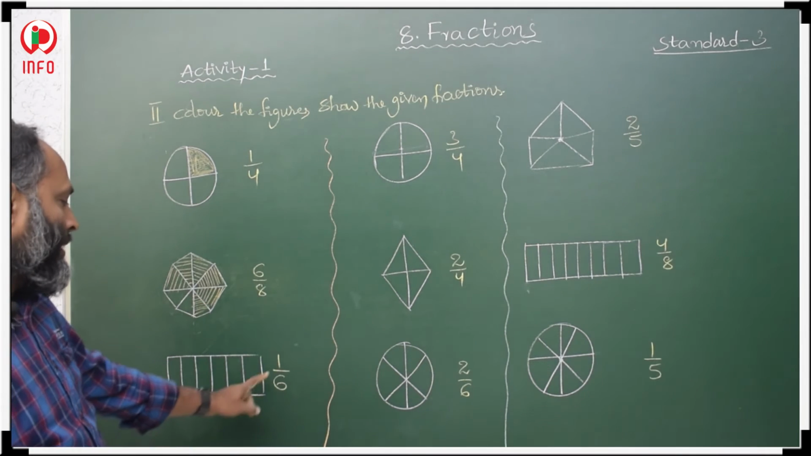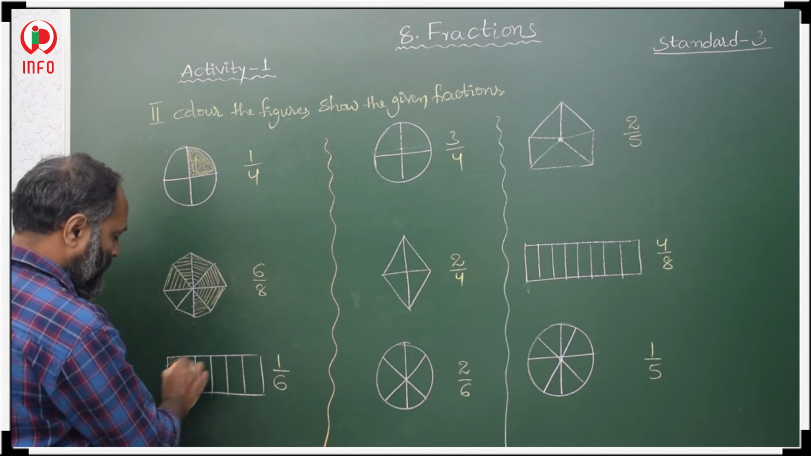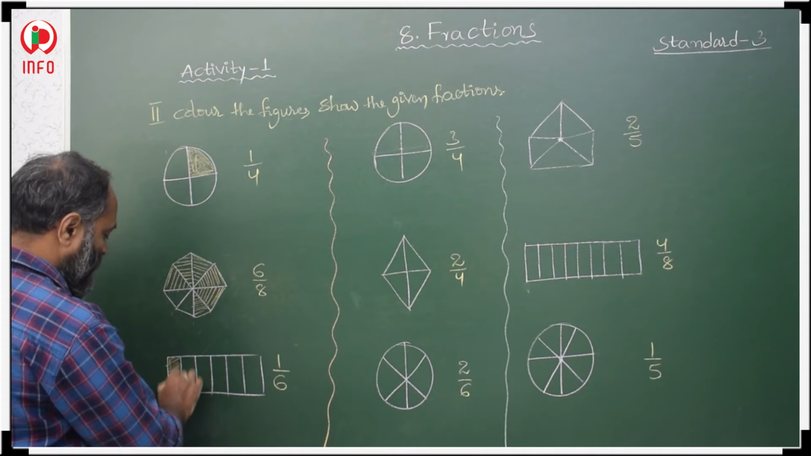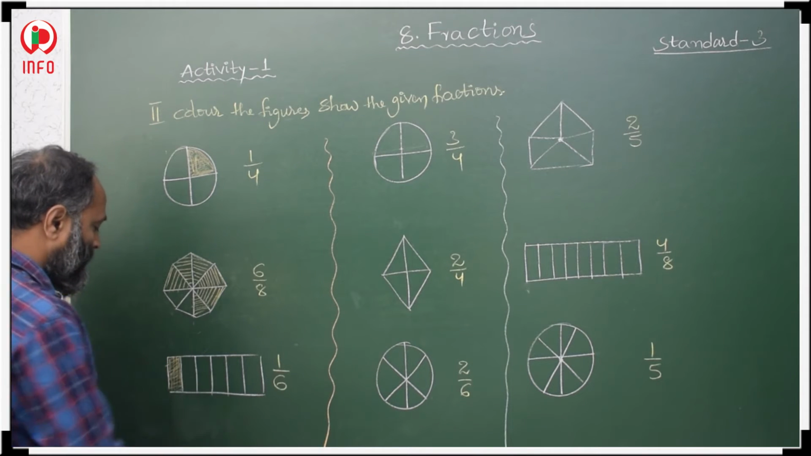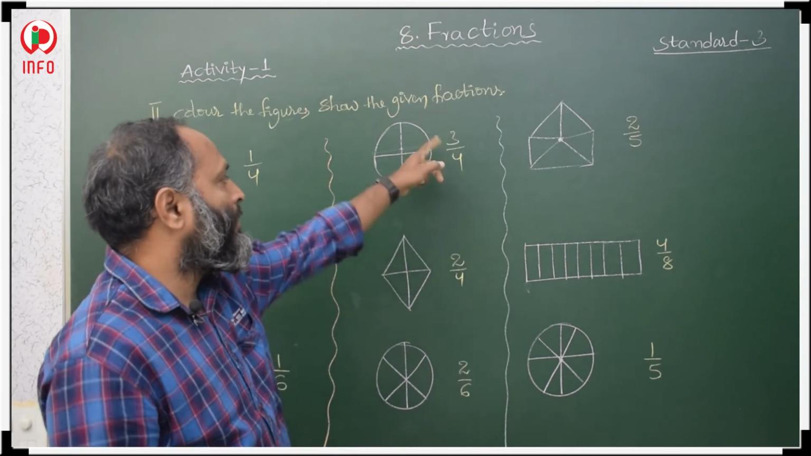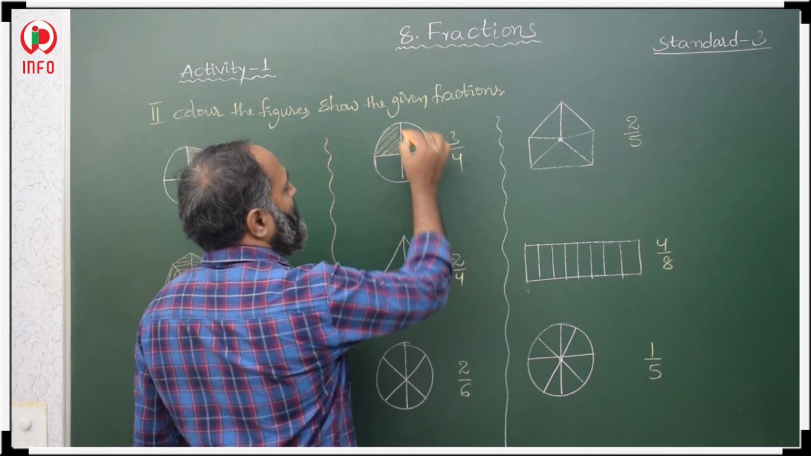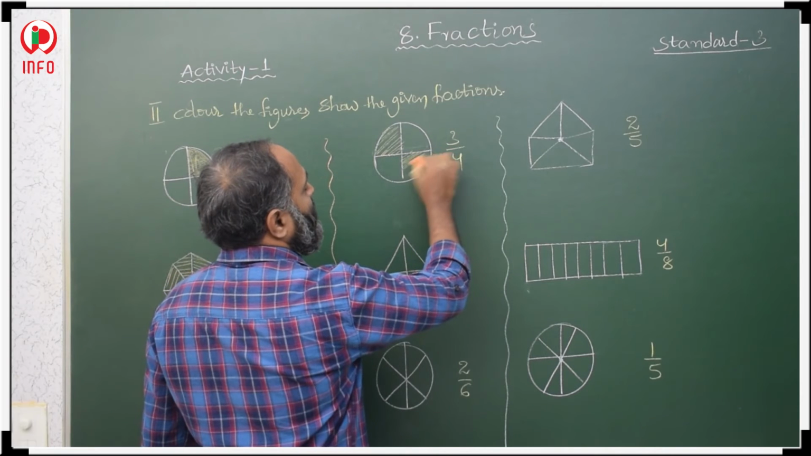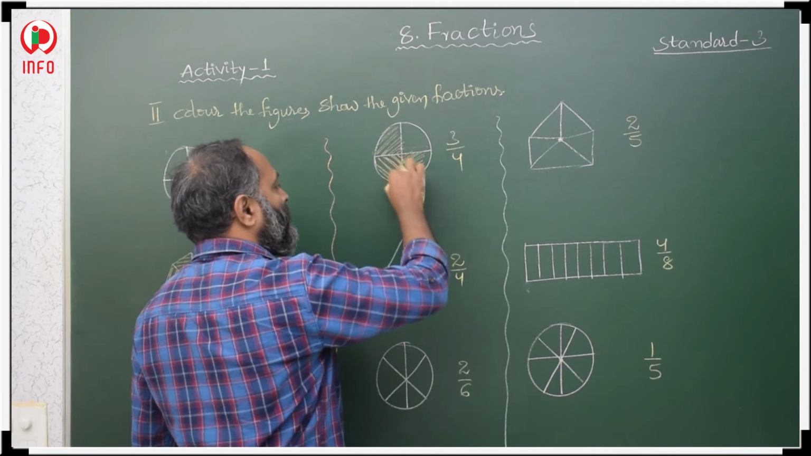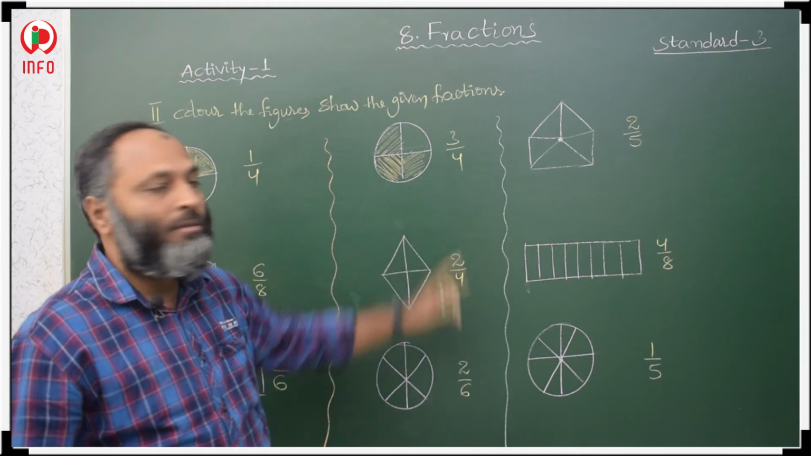Okay. Now, here 1 by 6 means one part we have to shade. How many parts we have to shade? Only one part. Okay. Now, 3 by 4 means 3 parts we have to shade. How many parts? 3 parts. This is first part, this is second part, this is third part. Total 3 parts we have to shade. This is 3 by 4.